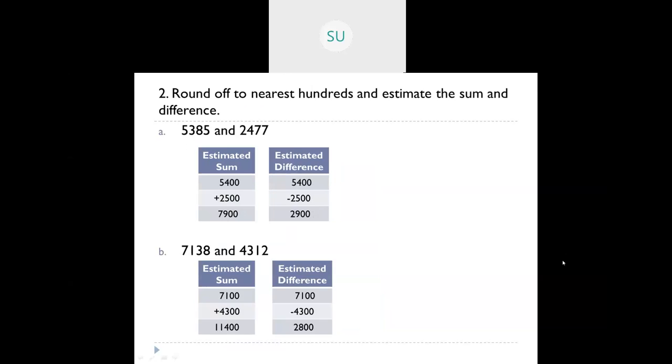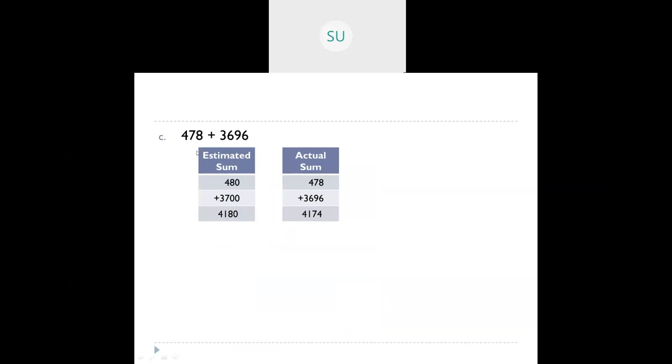Now question C, 478 plus 3696. So rounding off these numbers to the nearest tens. Now 478, rounded off to the nearest 10, 8 is there in the 1's place. 8 is greater than 5, so we'll add 1 to 7 and replace 8 by 0. So that becomes 480. Then 3696, when you round it off to the nearest 10, now in the 1's place we have 6.